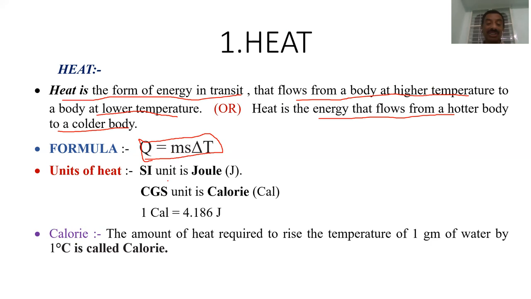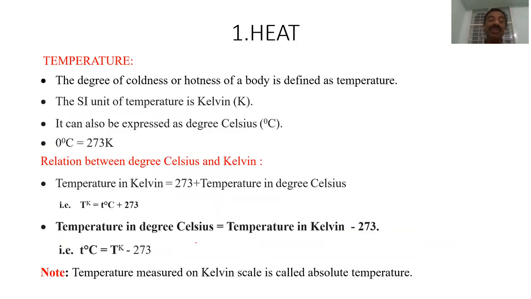Then units of heat. SI unit of heat is joule. Similarly CGS unit of heat is calorie. The relation between joule and calorie: 1 calorie is equal to 4.186 joules. You may be asked to define calorie: the amount of heat required to raise the temperature of 1 gram of water by 1 degree C is defined as a calorie.